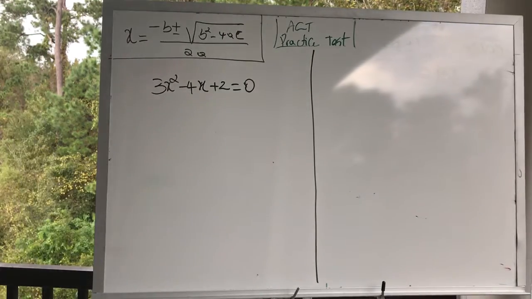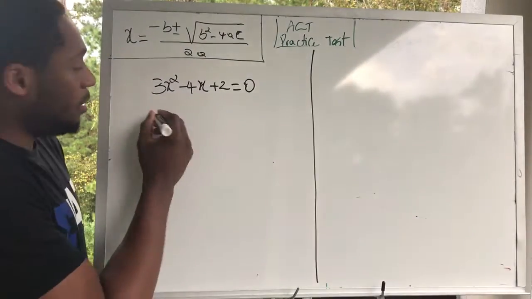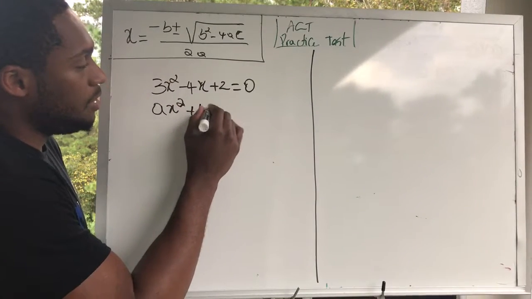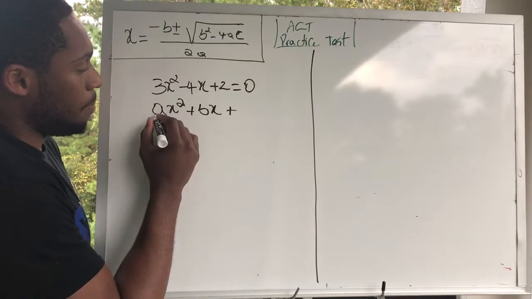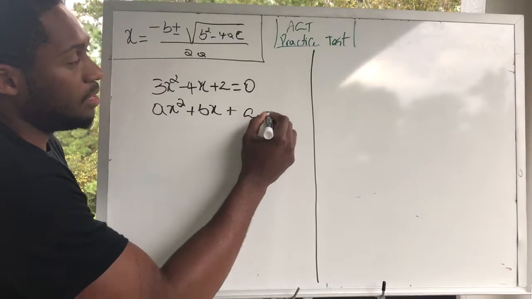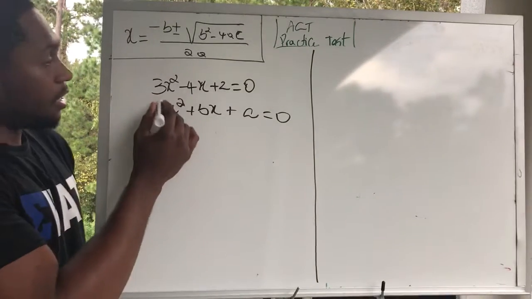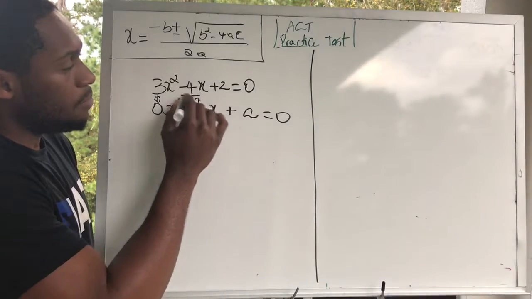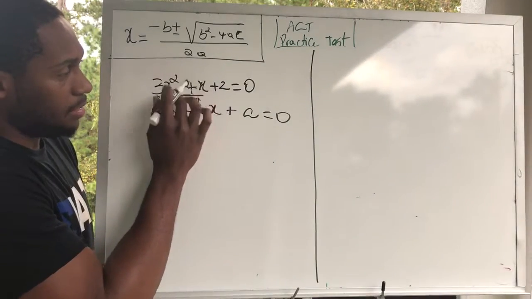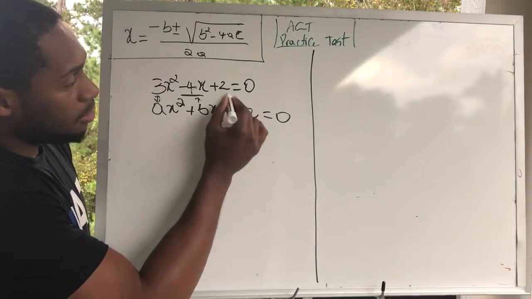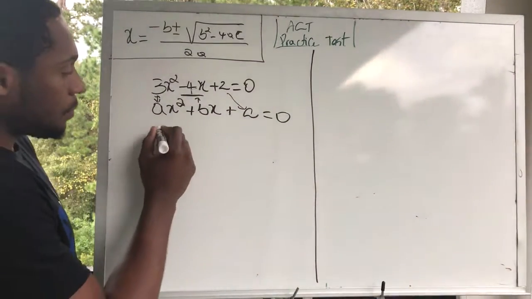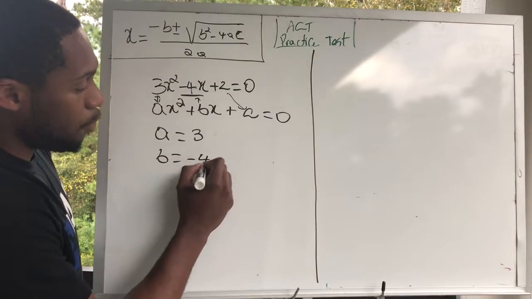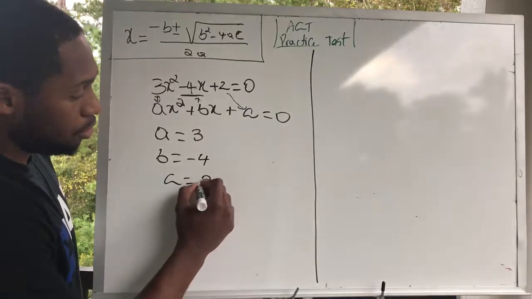So, where are these letters coming from? The quadratic equation is of the form ax squared plus bx plus c is equal to 0. So if we look here closely, we're going to see a corresponds to 3, b corresponds to negative 4. Remember, it's everything in front of the x, the sign and the number. And c corresponds to 2. So a is equal to 3, b is equal to negative 4, and c is equal to 2.